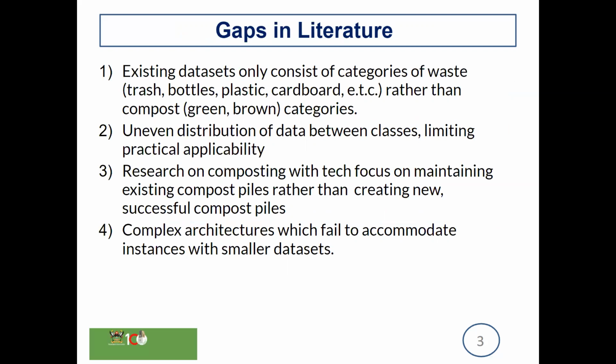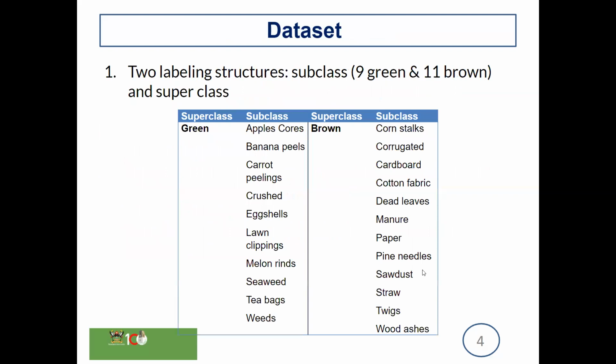Furthermore, research on composting that proposes technology-enabled solutions usually focuses on maintaining existing compost piles rather than creating new ones, or helping create new ones. And lastly, the architectures that are proposed are predominantly complex and cannot accommodate instances where you have smaller datasets.